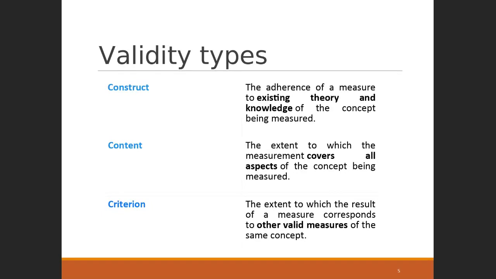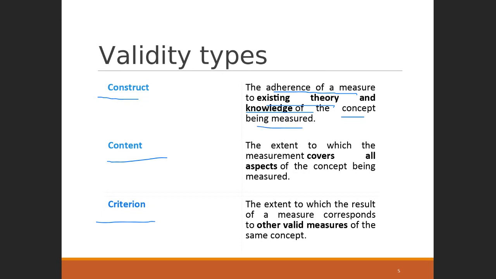So when we talk about the types of validity, there are three types of validity. There is construct validity, there is content validity, there is criterion validity. So let us discuss these three types one by one. When we talk about construct validity, it is the adherence of a measure to existing theory and knowledge of the concept being measured.